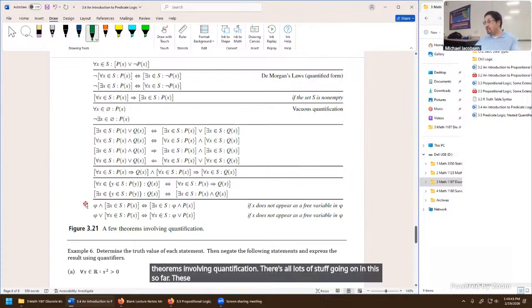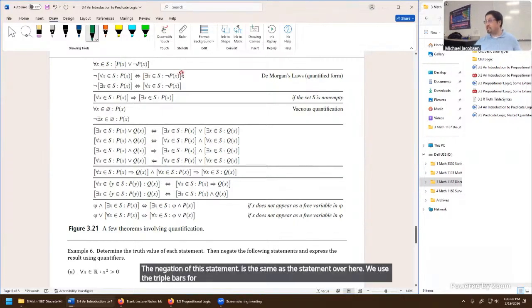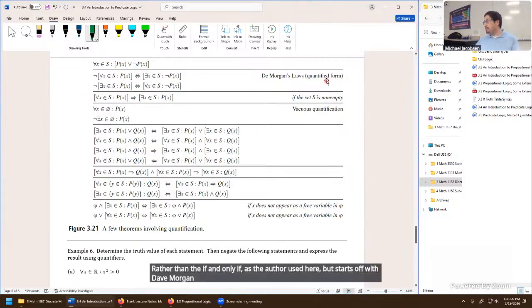These are statements that are going to always be true through the if and only if operator. And notice that we have lots of stuff that we've been using already. The negation of this statement is the same as this statement over here. We use the triple bars for logical equivalences rather than the if and only if as the author used here, but it starts off with De Morgan's laws in the quantified form. Doesn't matter how big the set is. This is a true tautology.